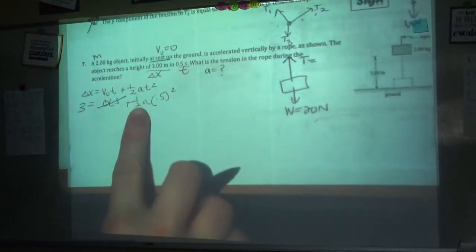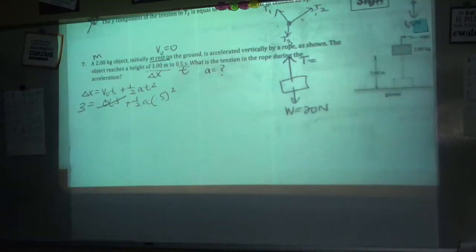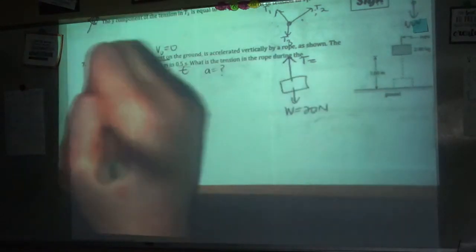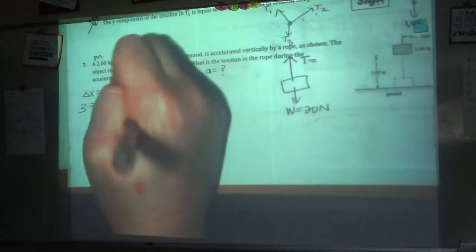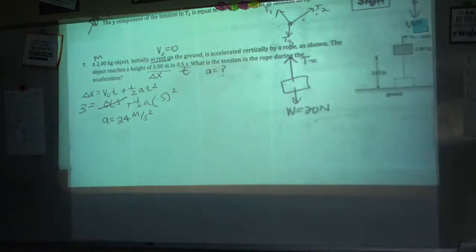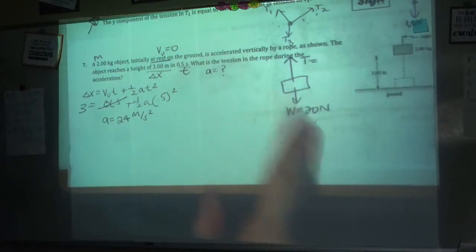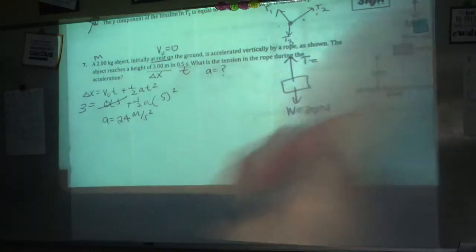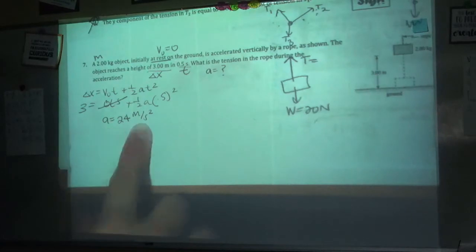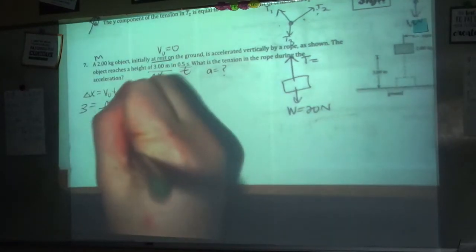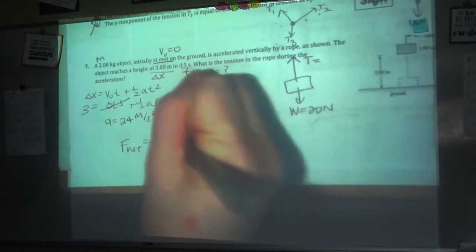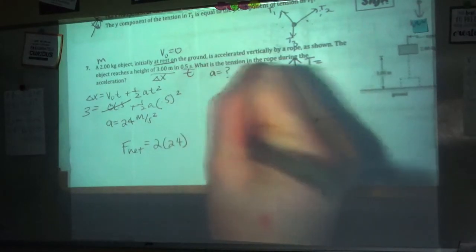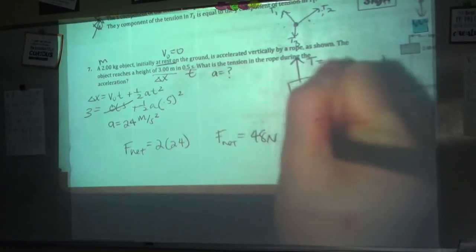This is 1/2 a 0.5 squared equals my delta x, which is 3. So 1/2 of 0.5 squared gives me 0.125a. And then you just divide over. You should be getting your acceleration is 24 meters per second squared. Now, a lot of people are tempted to just go immediately and say, oh, weight 20 down, 24 up, that's 64. But this is my acceleration, not my net force. So I need to find my actual net force, which is 2 times 24. And that gives me a net force of 48 newtons up.